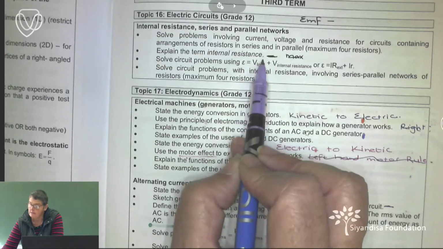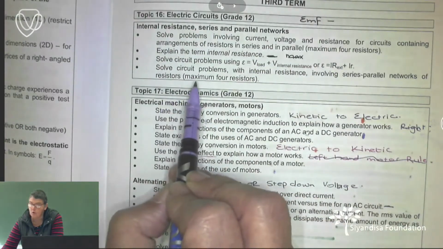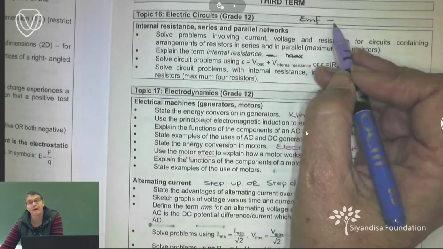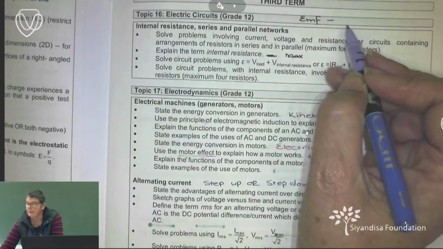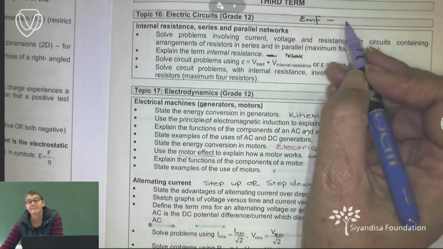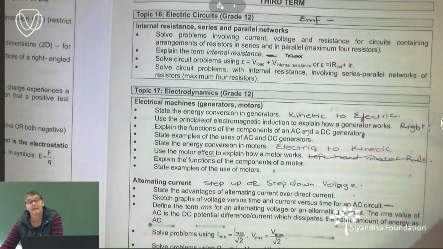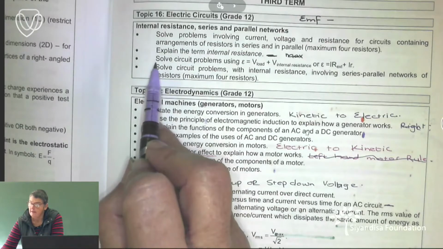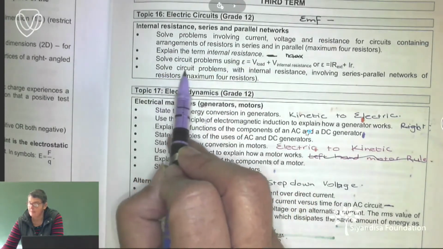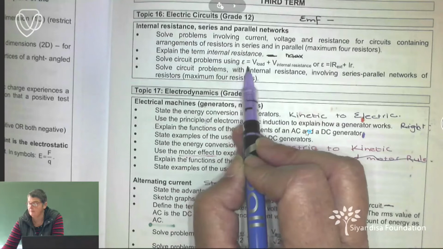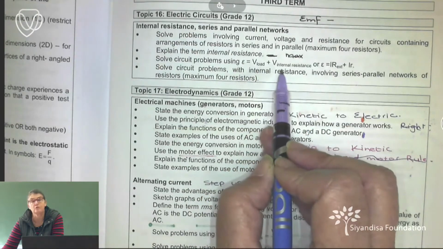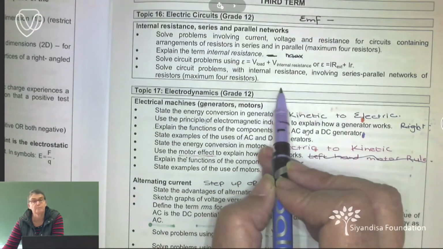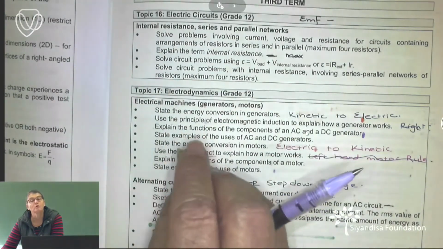Something that they've not put here, which I've written here for myself, is we must be able to define EMF. EMF is the maximum voltage that a cell can deliver when it's not in use. We must be able to explain internal resistance. We must be able to solve problems using EMF is equal to V load plus V internal resistance, or that formula. And then we must be able to solve circuit problems. That is basically what we have to do.